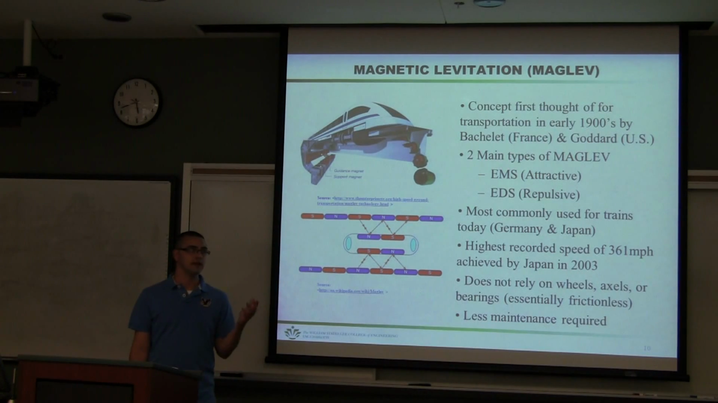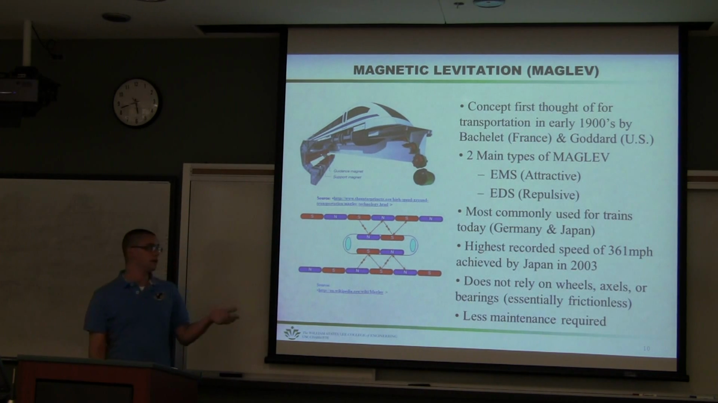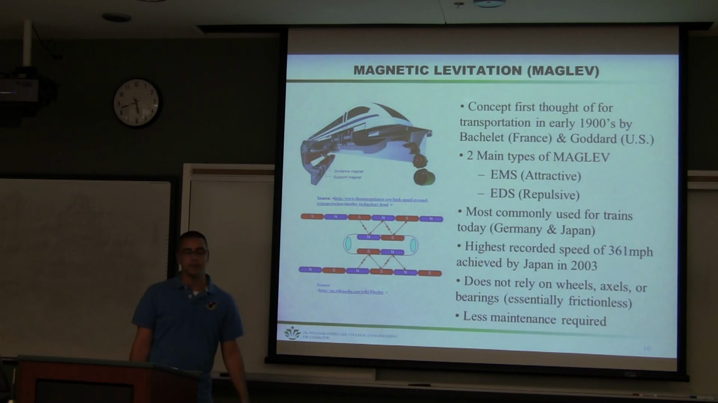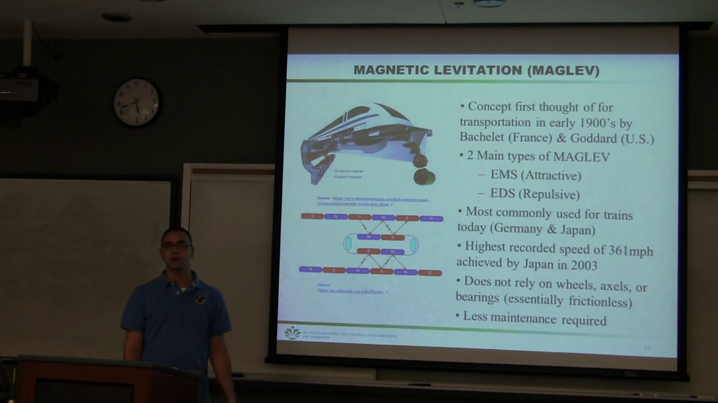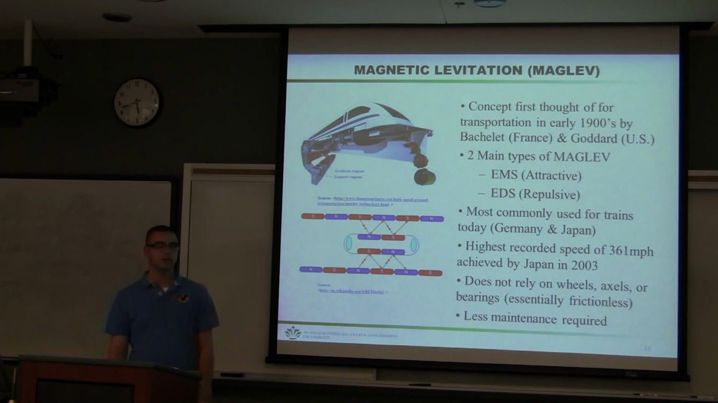So maglev trains do not rely on wheels, axles, or bearings. They're essentially frictionless, so this causes less maintenance on trains. Things tend to not wear down or break down due to friction and thermal occurrences.